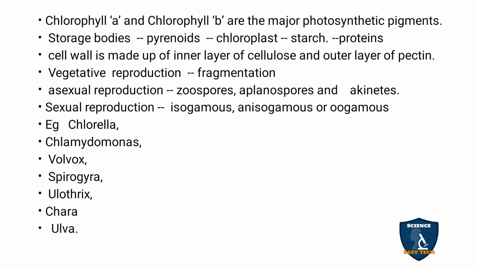The cell wall: the inner layer is made up of cellulose and the outer layer is made up of pectin. So we can simply say the cell wall is made up of cellulose and pectin. Inner wall is cellulose, outer wall is pectin. Vegetative reproduction takes place by fragmentation. Asexual reproduction takes place through spores, zoospores, aplanospores and akinetes. And sexual reproduction is isogamous, anisogamous and oogamous.